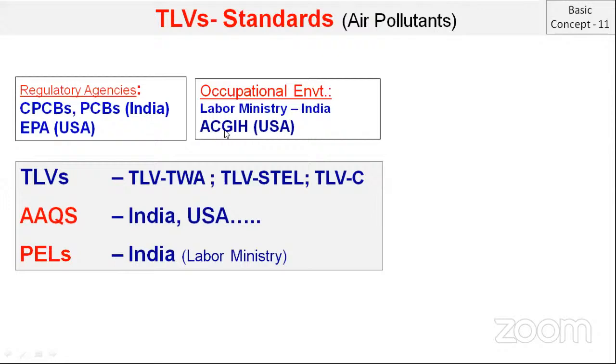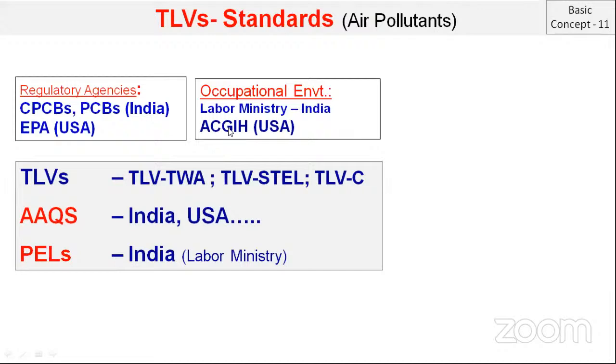ACGIH has given the pollutant level as threshold limit value. We can't use it in India, but the concept is so common that we tend to use that. But we in India use what is called ambient air quality standards, not NAAQS. N, if you add, it becomes American. You see, with N, that is national ambient air quality standards for America, just ambient air quality standards for India. Threshold limit value, property of occupational environment of ACGIH of USA, because it requires large amount of time and money to establish standards.